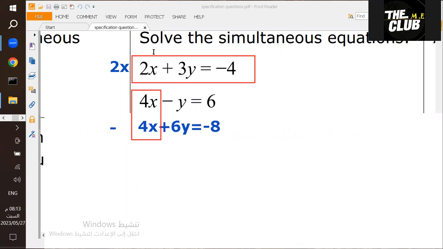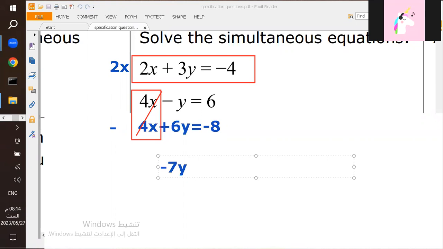Focus on this point, don't get confused. Here, 4 minus 4 gives 0. Here, minus y minus 6y, how much is that? Minus 5y. Let's say it again: minus y minus 6y. Minus 7y. Yes, this one is minus 7y. Minus y minus 6y.